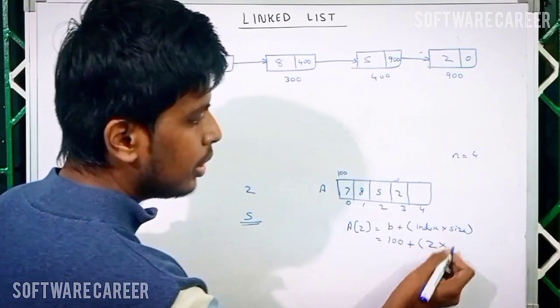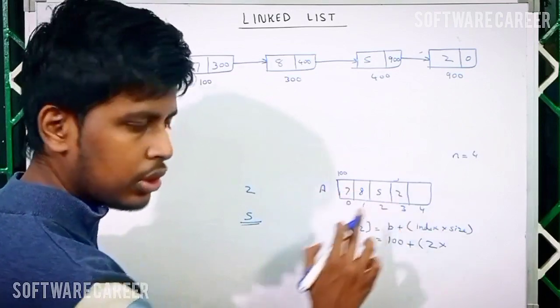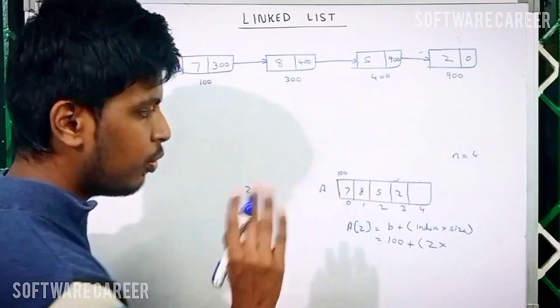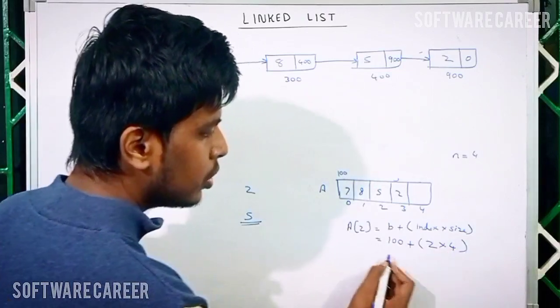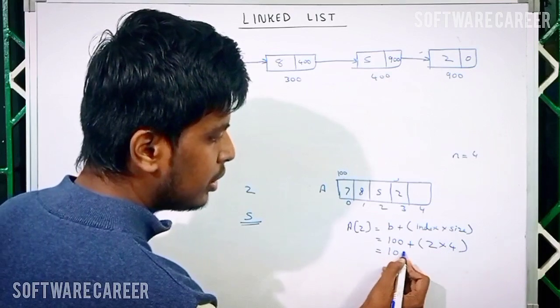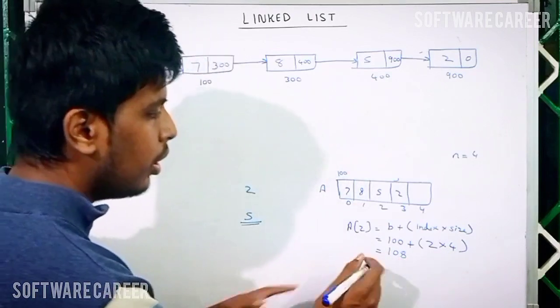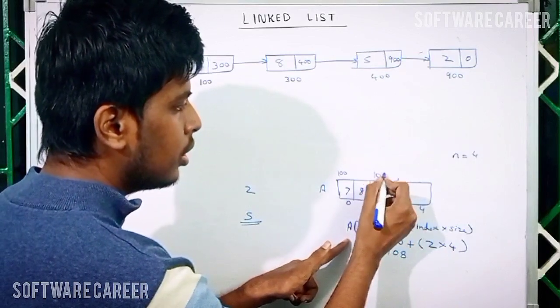Now what is the size? You are storing integer values, the data type is integer. Each integer takes 4 bytes. So I am writing 4 here. So 100 plus 2 into 4. 2 into 4 is 8. 100 plus 8 is 108. So the address of index 2 is 108.